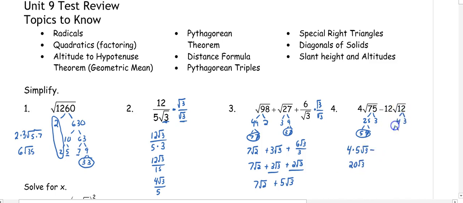Then we're going to simplify the 12. So 12 breaks to 4 and 3. 4 breaks to 2 and 2. So we have 12 times 2 root 3, which would get us negative 24 root 3. So when we subtract those two together, because they're both root 3's, we would simplify to negative 4 root 3.